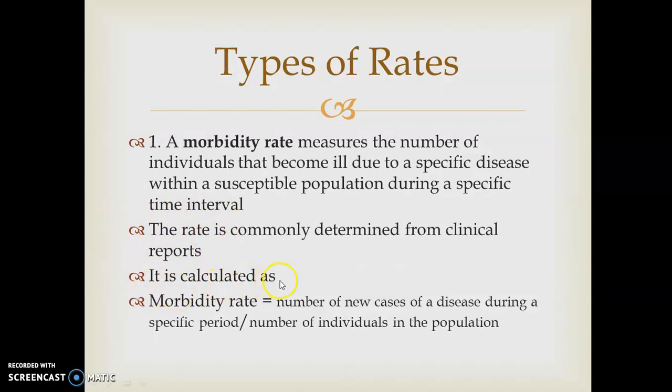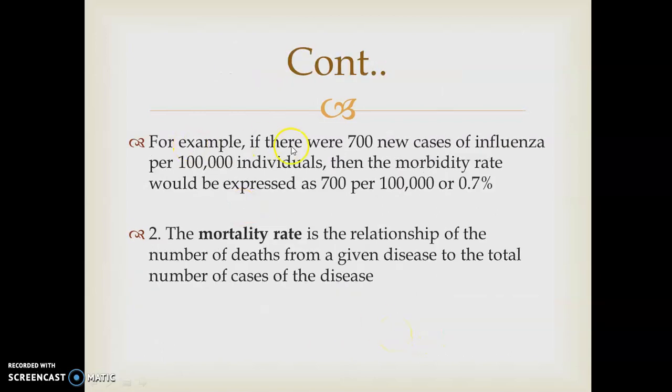Now how can we calculate it? The morbidity rate is equal to the number of new cases of a disease during a specific period divided by the number of individuals in the population. For example, if there were 700 new cases of influenza per 1 lakh individuals, then the morbidity rate would be expressed as 700 per 1 lakh, or 0.7%.